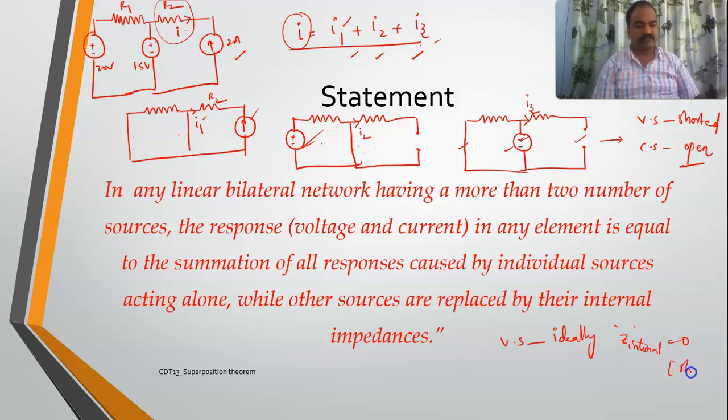That's why it will be short circuited. If you want to remove it, you replace it with short circuits. A current source, ideally, its internal impedance is infinity. So if you want to remove it, you should open circuit it. So this is the ideal case.